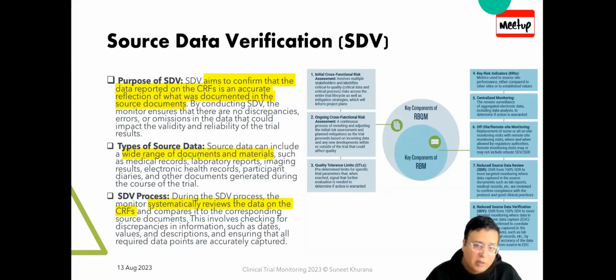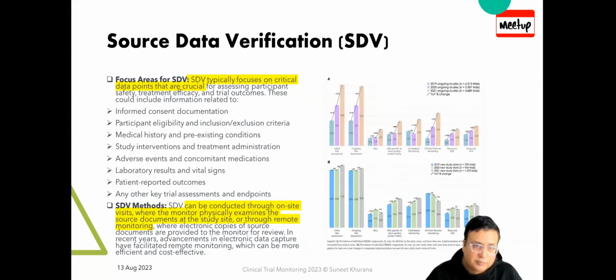So monitors look at all this, and then they focus on the informed consent documentation in source data verification. They look at the eligibility criteria. They will check informed consent documentation for 100% of patients, every single patient, irrespective. They're not going to pick and choose. They will come and look that every single patient has signed consent, and they look at the consent process.